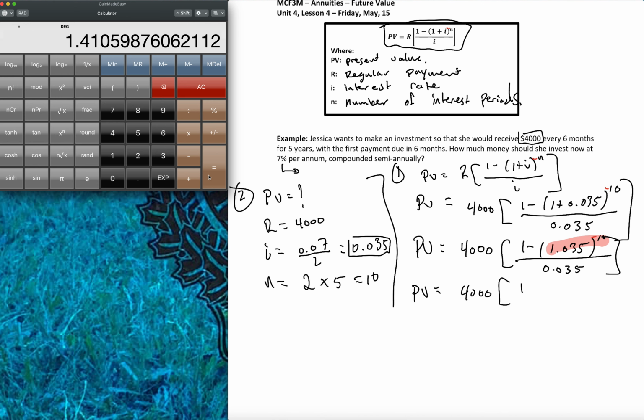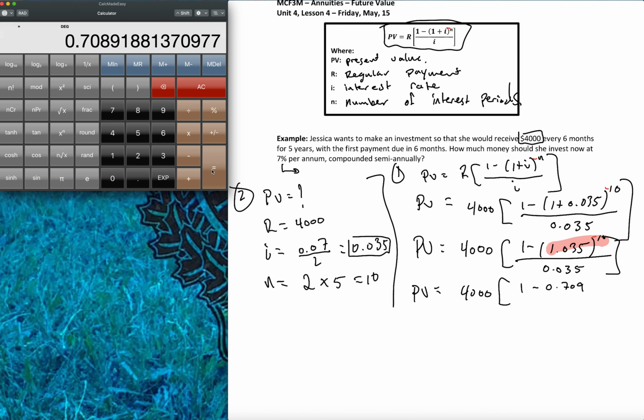So again, let's go to our calculator again, sorry. 1.035, okay, to the exponent of negative 10. That's the order you guys are going to have to put stuff in. Okay, so 0.7, we'll call it 0.709.